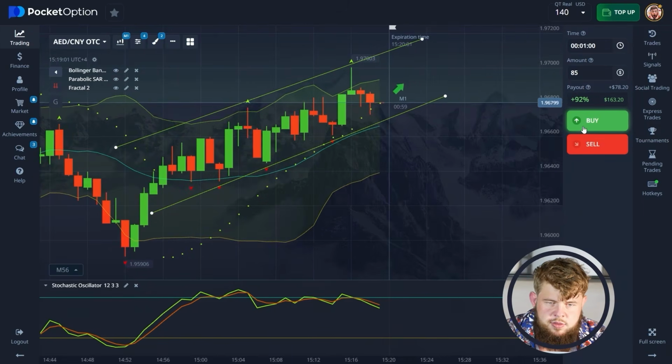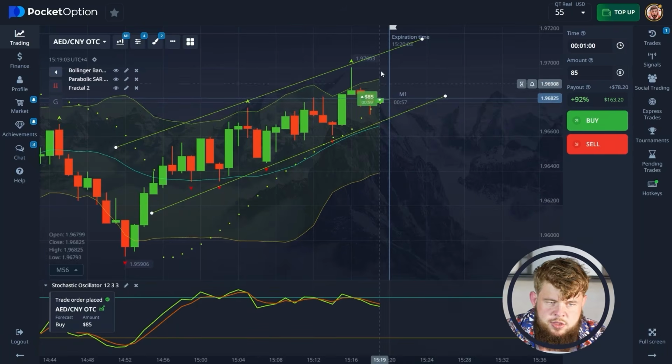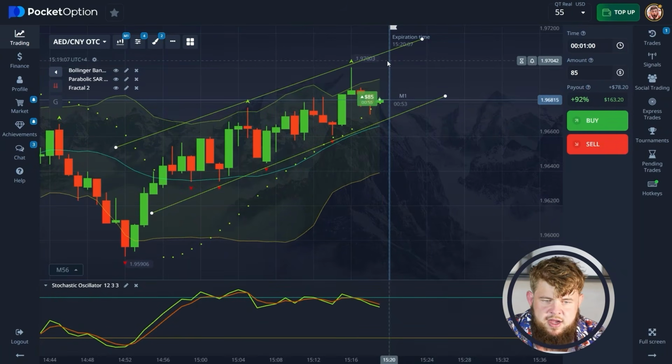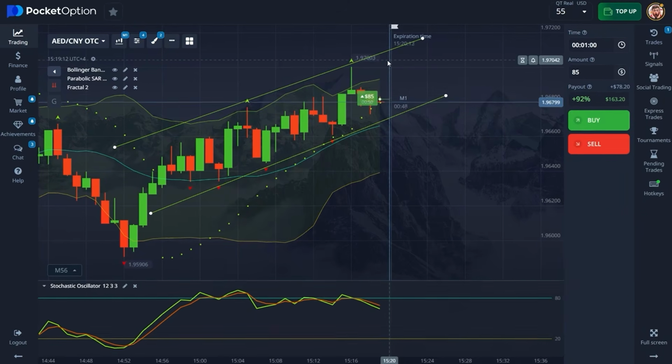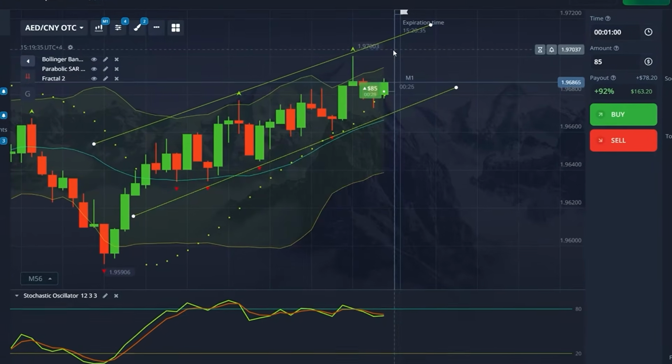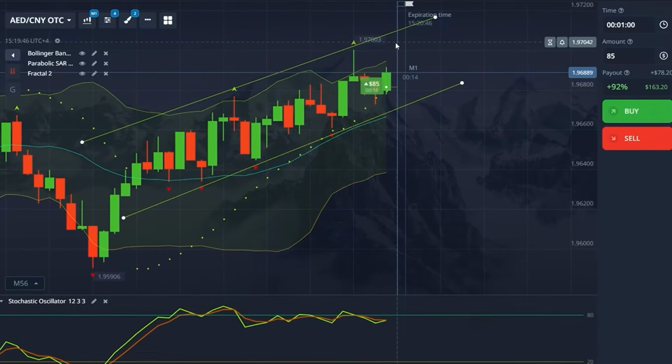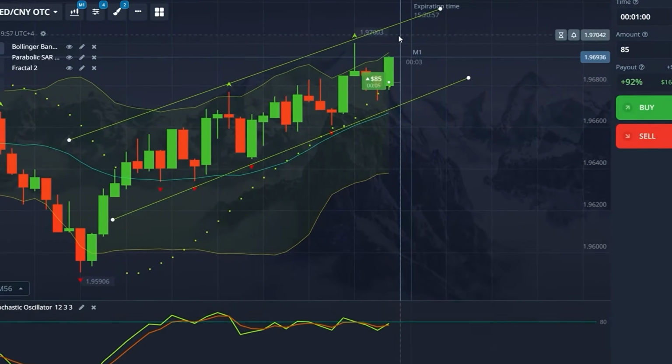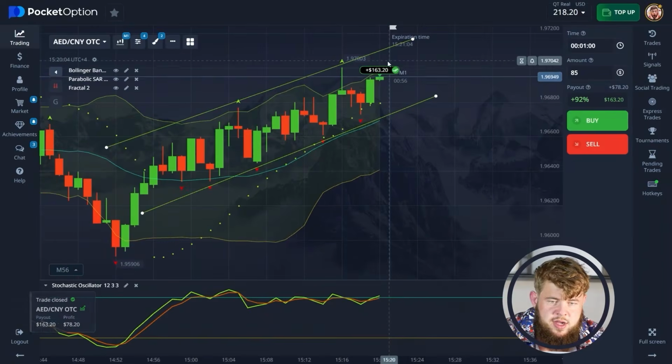Okay, so let's open buy position. Fine, we have done this. We have invested $85 in the buy position. It's okay. So we have 218 bucks on the account right now.